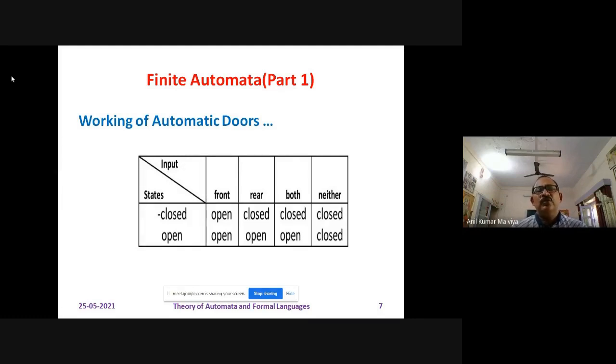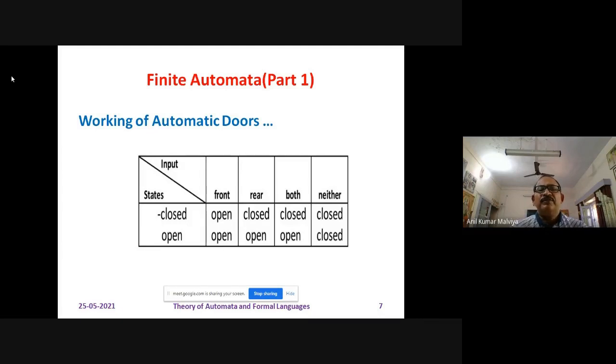One is Q, a set of states. Sigma is the input alphabet. Here the inputs are front, rear, both, and neither.